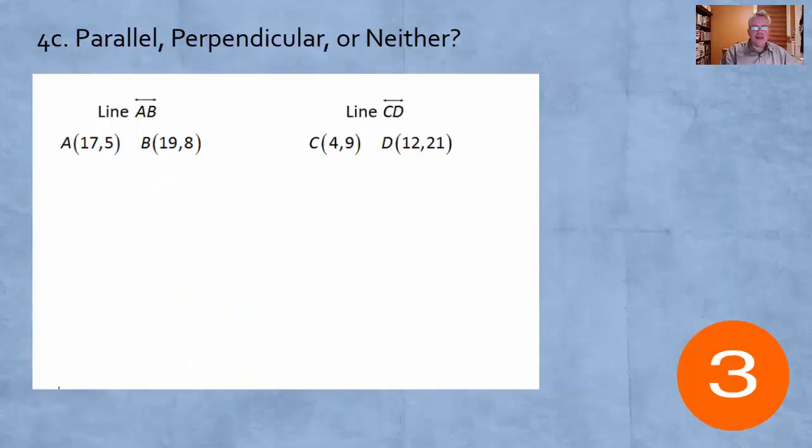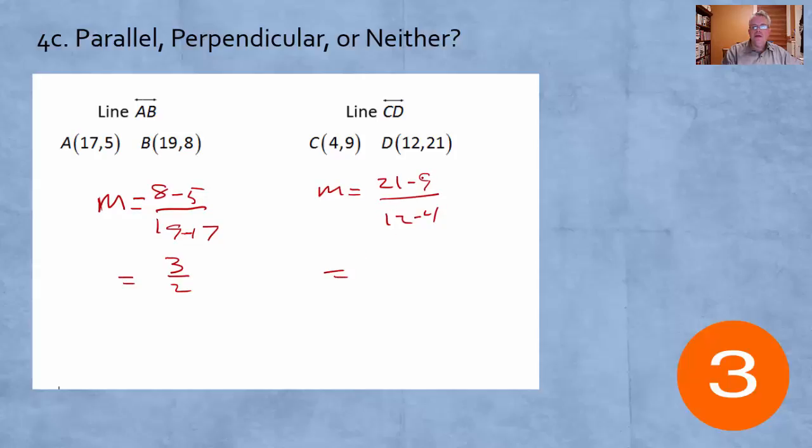All right, we've arrived at our last example. Same problem, we're given 2 points from each line, and we're going to determine what they are. So over here, m equals 8 minus 5 over 19 minus 17, which would be minus 3/2. Okay, on this one, the slope would be 21 minus 9 over 12 minus 4. 21 minus 9 is 12 over 8, and 12 divided by 8 is the same as 3/2.